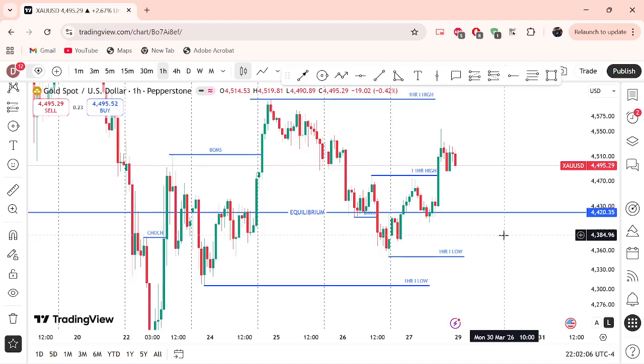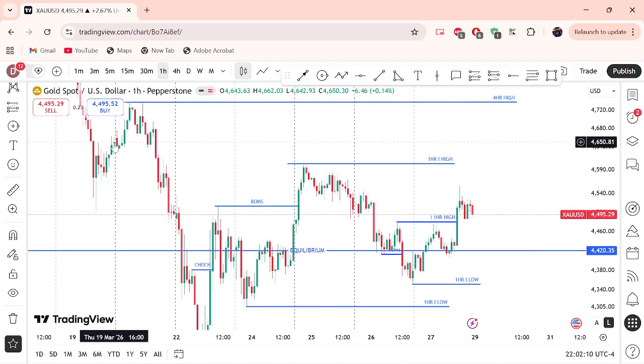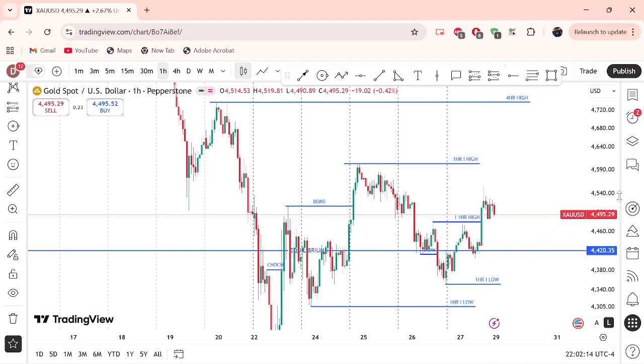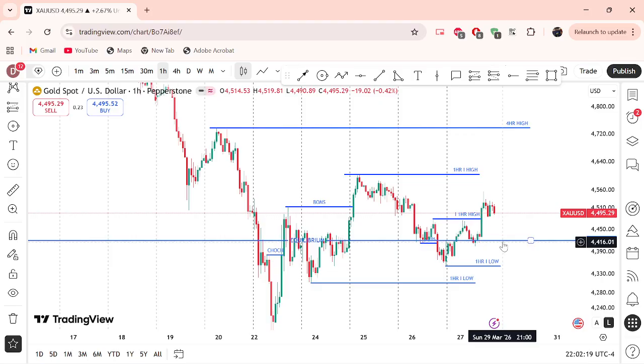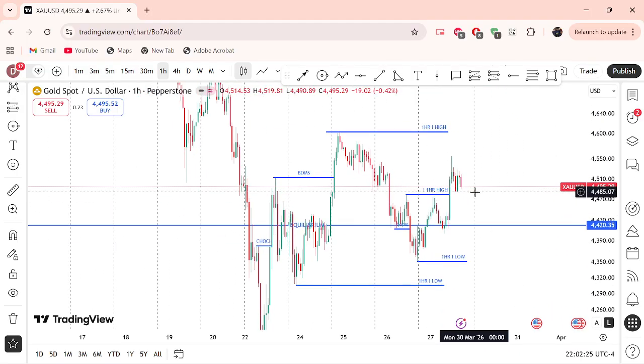After retracing, the market went to this. This is the premium and this is the discount. As you can see, this is my equilibrium. I put it there to show me the 50%. So here is premium and here is discount.